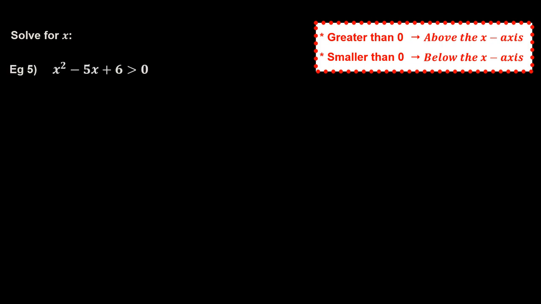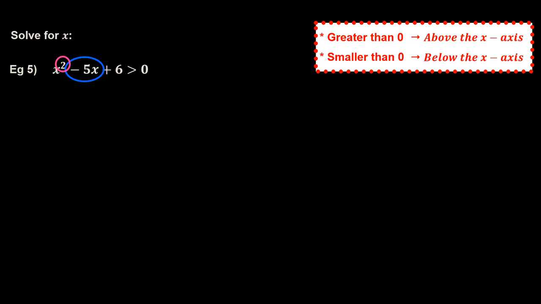In example 5, we've got x squared minus 5x plus 6 is greater than or equal to 0. Now this one is slightly different because we've got this middle term. Now we don't know how to sketch that graph, but we're hoping because of the square it's actually going to behave in exactly the same way.